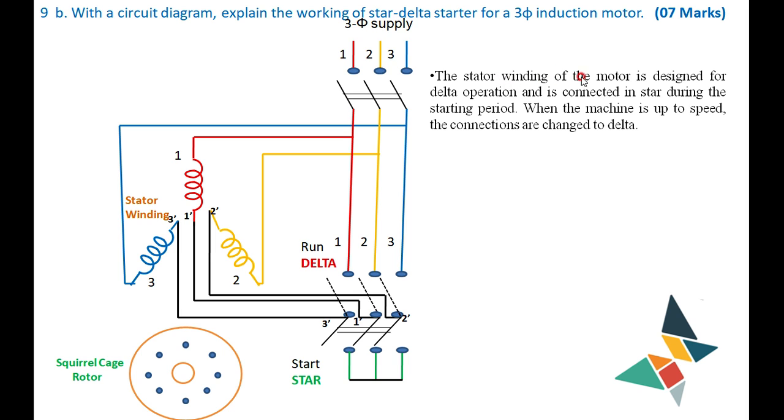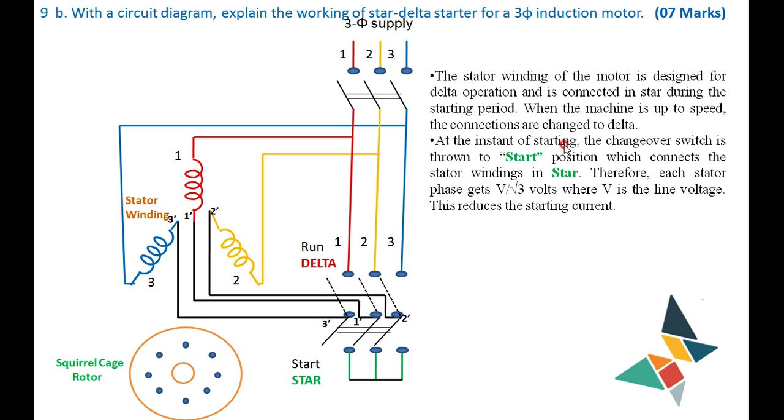The stator winding of the motor is designed for delta operation and is connected in star during the starting. Actually, the stator winding is connected in delta for the induction motor. But for starting purposes, you are breaking out all the 6 terminals so that it can be connected in star at the time of starting, and under running condition you connect it in delta. It is connected in star during the starting period. When the machine is up to speed, the connections are changed to delta.